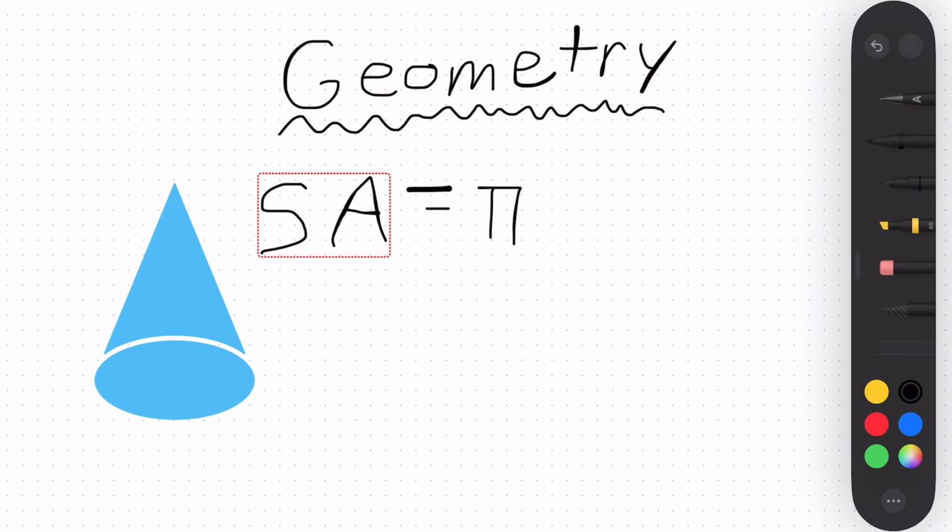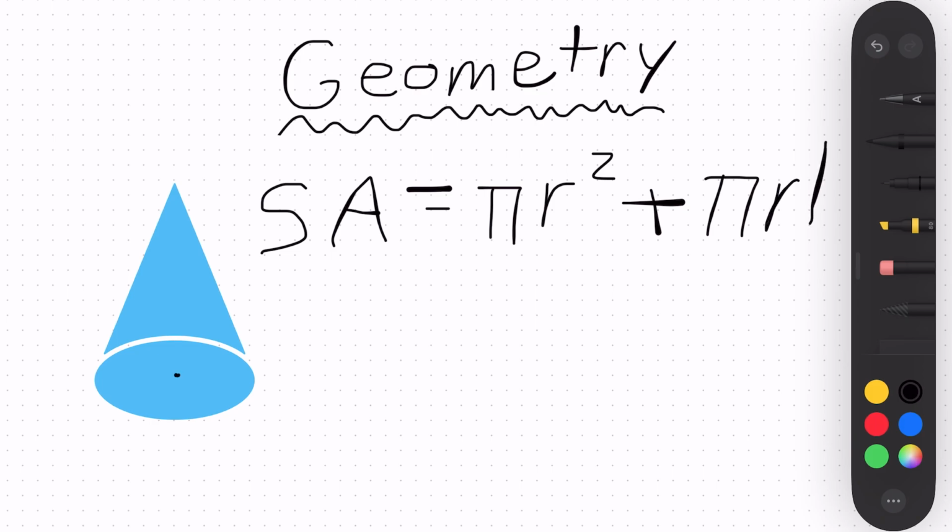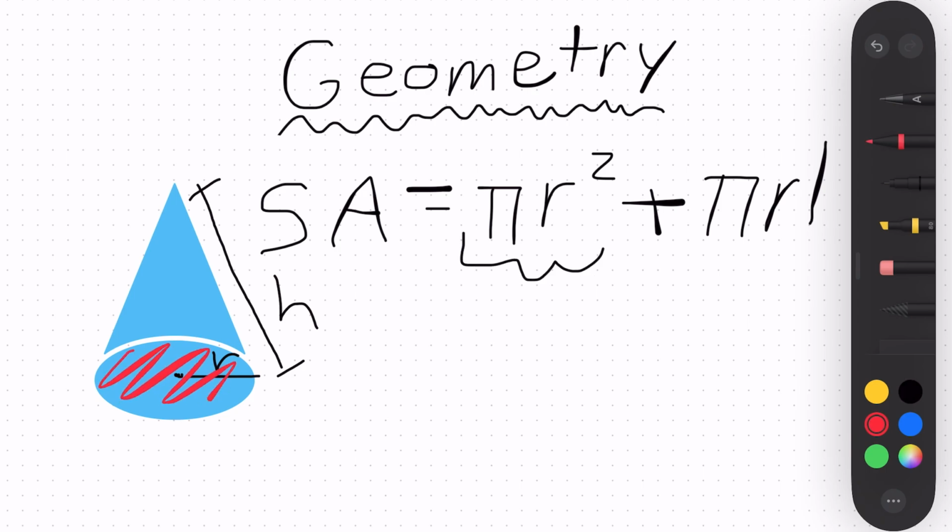This is equal to pi r squared plus pi r l, where r is the radius that we have seen before, and l is the length of the slant line. This first part will find the area of our base, and this second part will find the area of all the cone except the base, all the curved area.